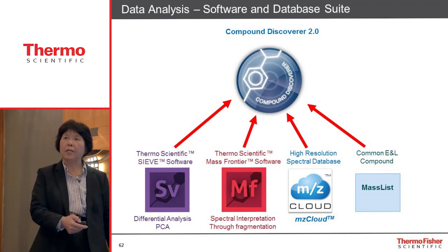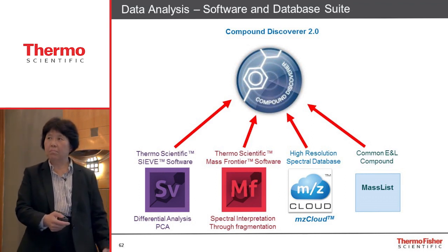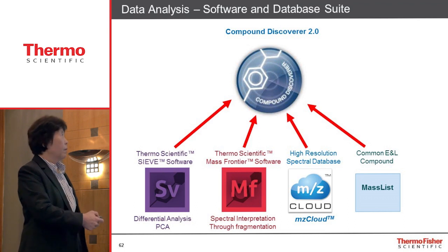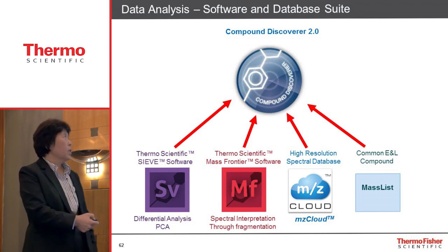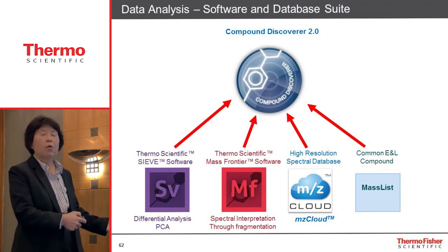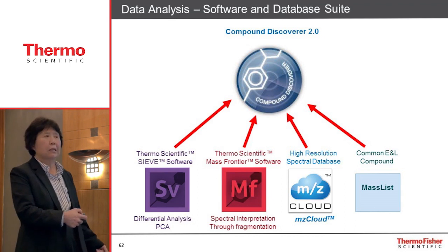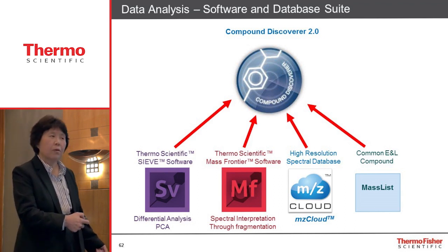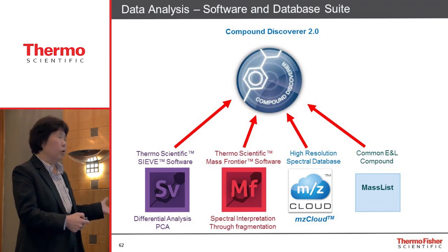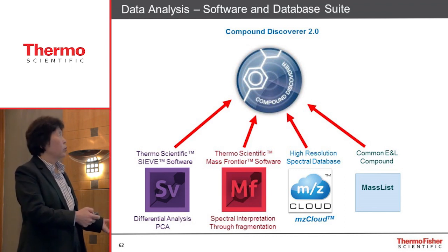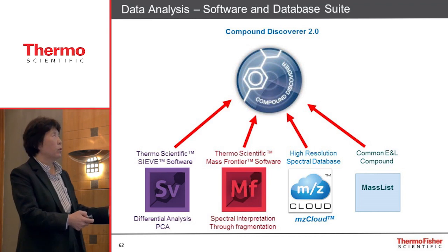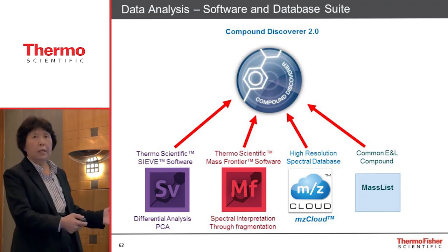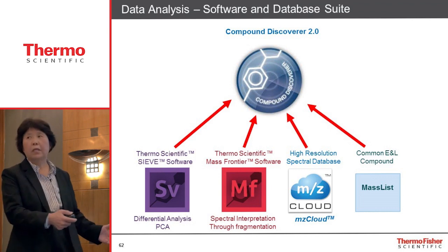Normally, data processing is always a bottleneck. With Compound Discoverer 2.0, bottleneck no more. This one is made by Thermo, with an advanced, customizable, very flexible workflow. For 1.0, we could only do known parent compound impurity ID. But for 2.0, we can do unknowns, which is great news for E&L folks.